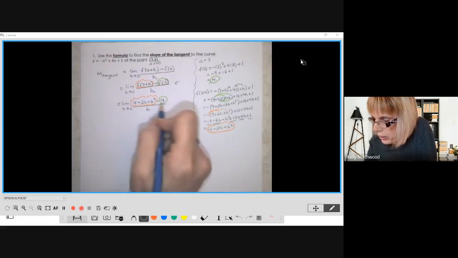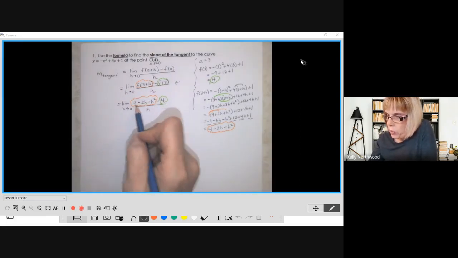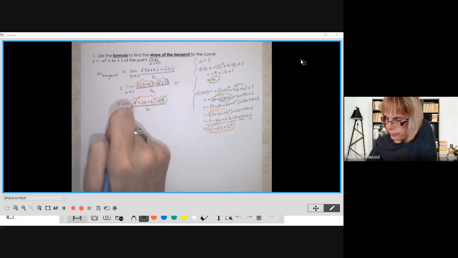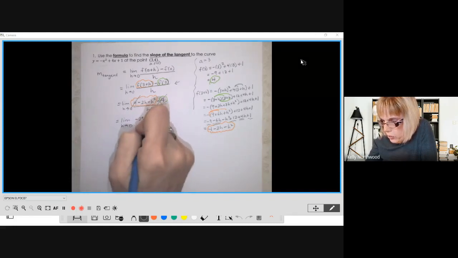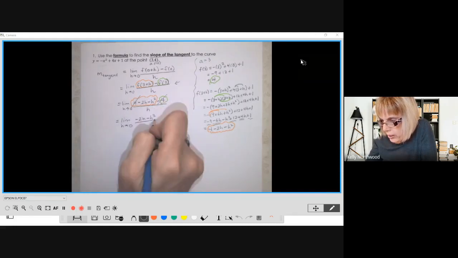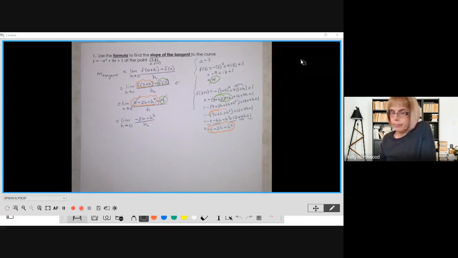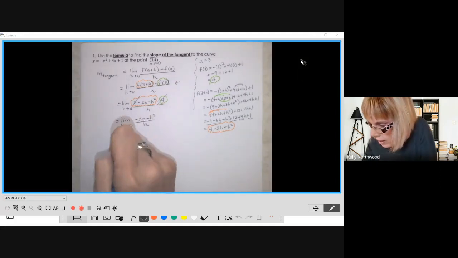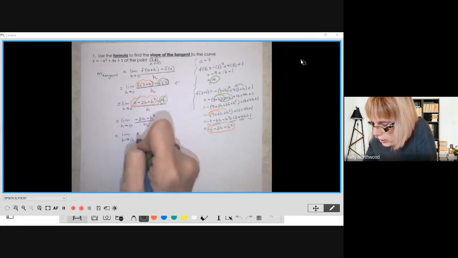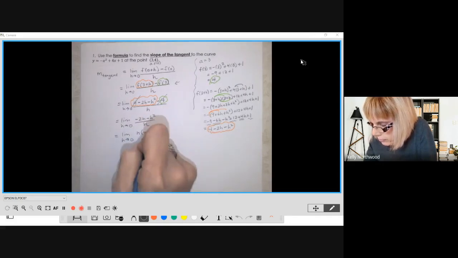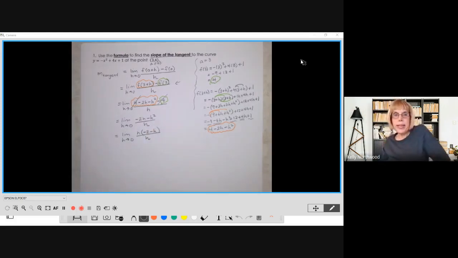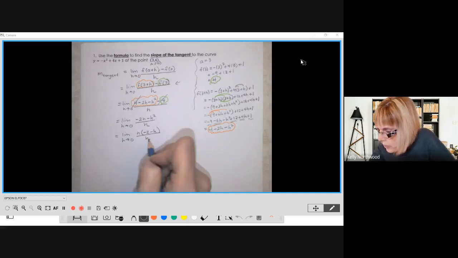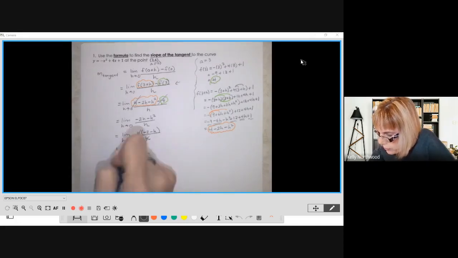Okay, so now look in the numerator and see if you can simplify. So we've got 4 and -4 are a 0 pair. So we're left with -2h minus h² over h. Then we want to common factor h out of the numerator, so that we can let h approach 0. So we can do that now. Divide those out.